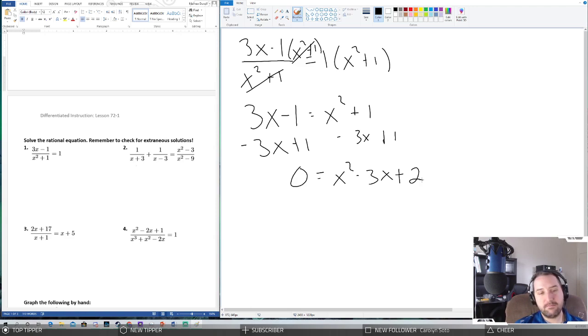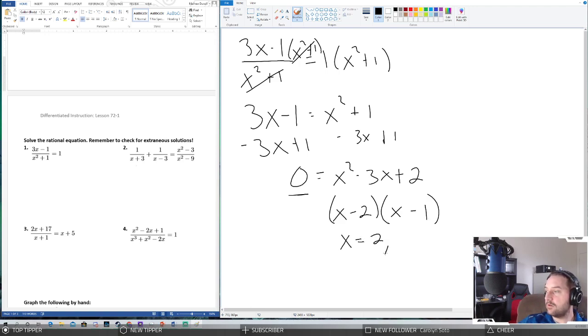Now it's quadratic. That's the reason why I'm doing this. On a quadratic equation, you want to set it equal to 0. You want to get it all by itself. So the 0, isolate it. Because we're going to use the zero product principle, hopefully. Let's see if this does factor. And so this will factor into x minus 2 and x minus 1. So therefore, x equals 2 and positive 1.